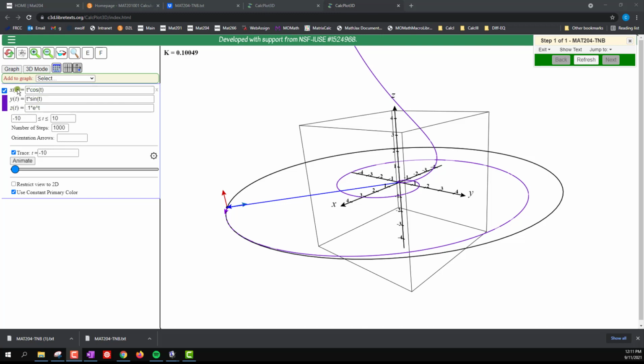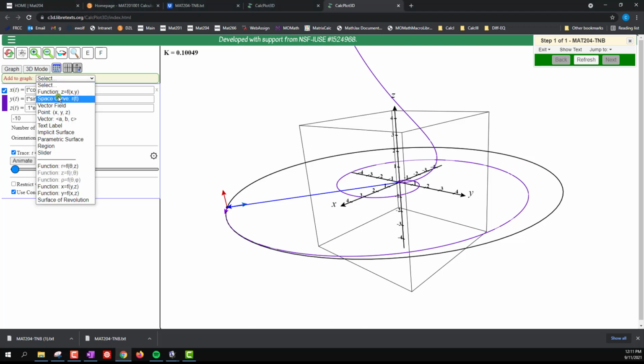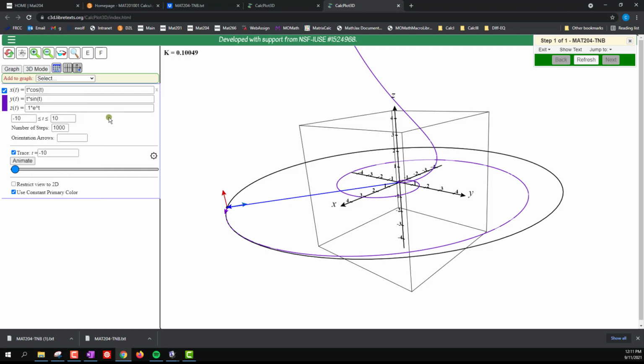In CalcPlot 3D we don't call it a vector valued function, instead CalcPlot 3D calls it a space curve. You can see here it's labeled as R of t. But that outputs the same thing that our vector valued function would output, and here we have the three parametric equations describing this curve.